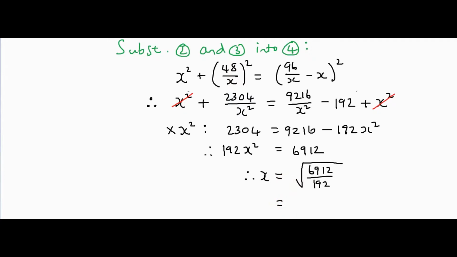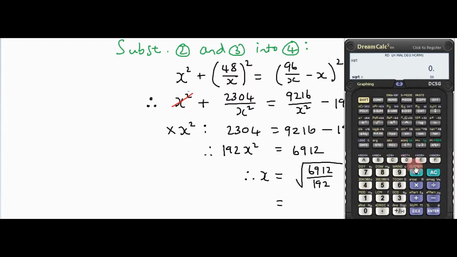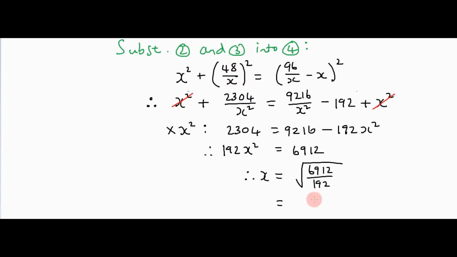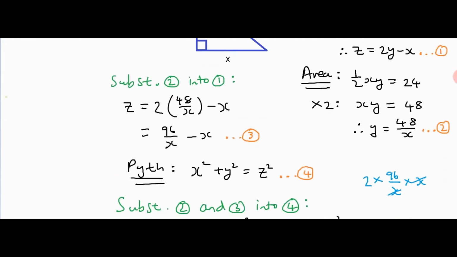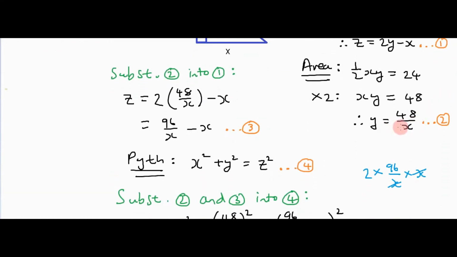So let's see what that comes to. So the square root of 6912 divided by 192, and it comes to 6. So x is 6. We want the perimeter of this triangle, so we also want the values of y and z. But in equation 2, we have y in terms of x, so we can easily find y.